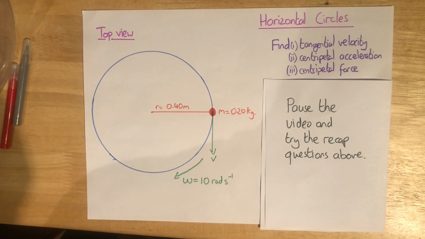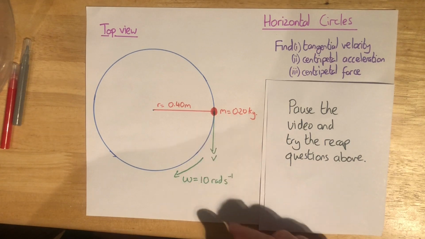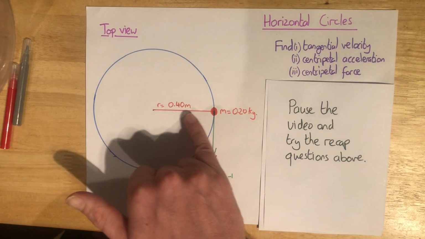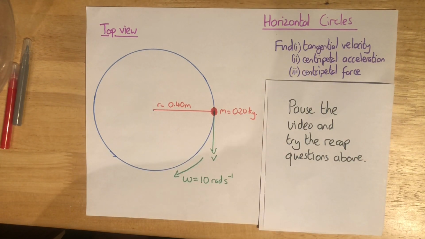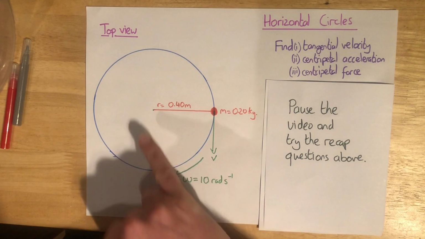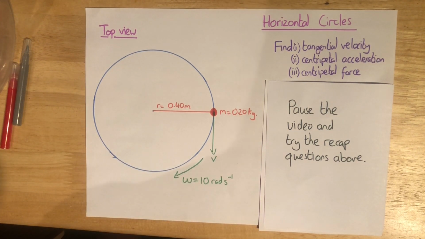So just to get you started, I want you to recap from last week. I've got a little scenario on the table here. Imagine you've got a string with a mass on the end. The mass is 0.2 kilograms. The length of the string is 0.40 meters, so that's the radius of the circle. Imagine this is being swung round in a horizontal plane, so essentially you're swinging it round above your head. It's going clockwise with an angular speed of 10 radians per second.